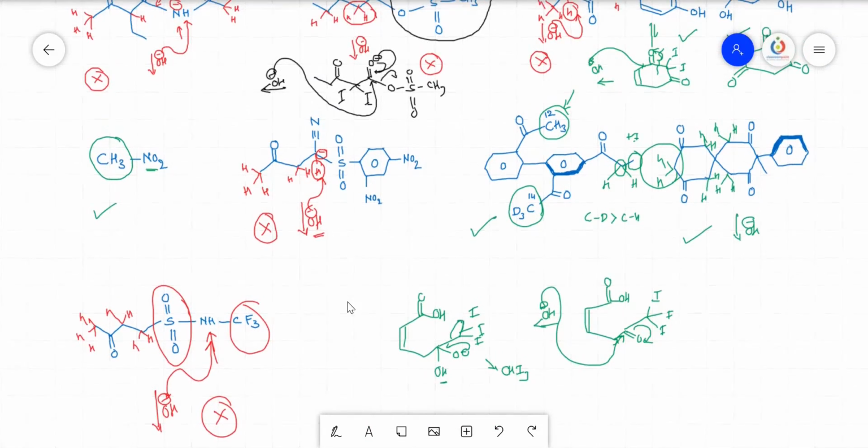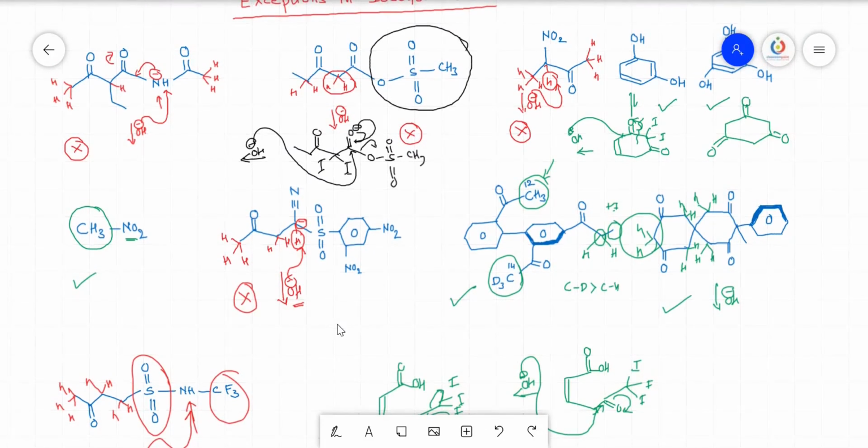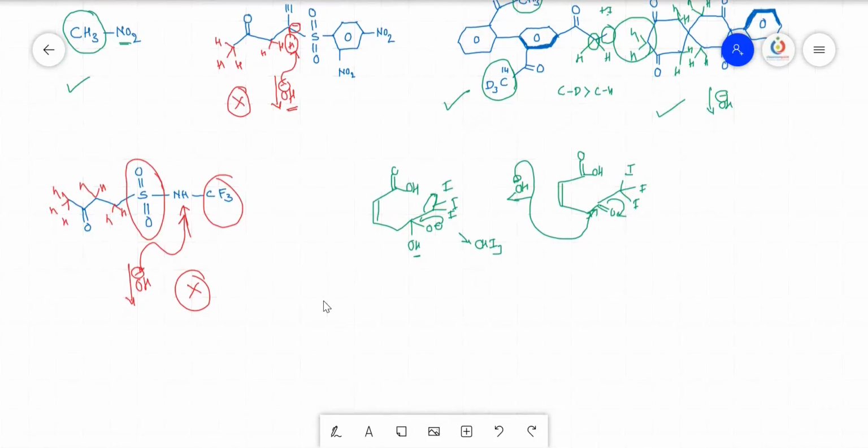So these are the questions which were asked in previous examinations. Most of the time they ask the exceptional cases of the haloform reaction: which of the following compounds give, or which of the following compounds do not give the haloform reaction. Hope you understand my explanation.